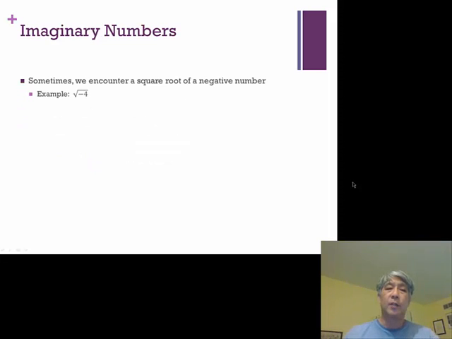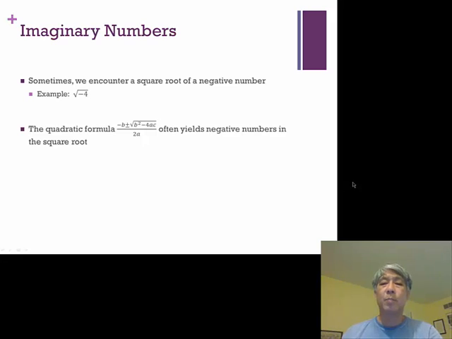So, imaginary numbers. Sometimes we will encounter a square root of a negative number, for example, the square root of -4. This is especially going to be the case as we use the quadratic formula, negative b plus or minus the square root of b squared minus 4ac, over 2a. That whole thing under the square root will occasionally end up being negative. And so we need to have a way of dealing with that.